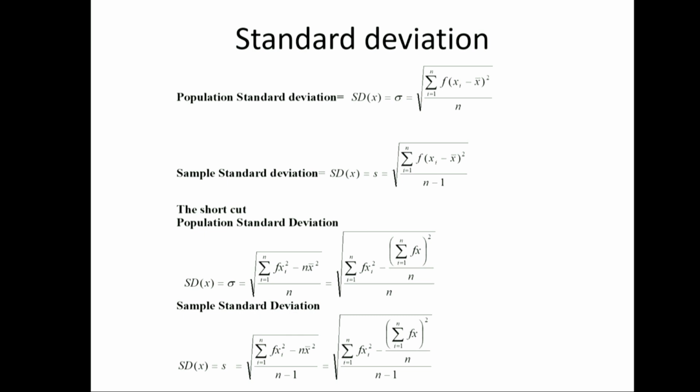Then for that of sample, it is the sum of f of si square minus n s-bar square, divided by n minus 1, or the sum of f of si square minus the sum of fs square divided by n, everything divided by n minus 1. For better appreciation, let's take an example.